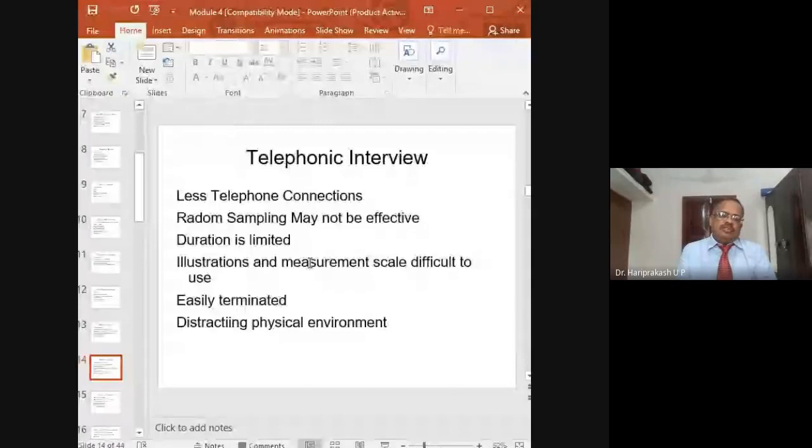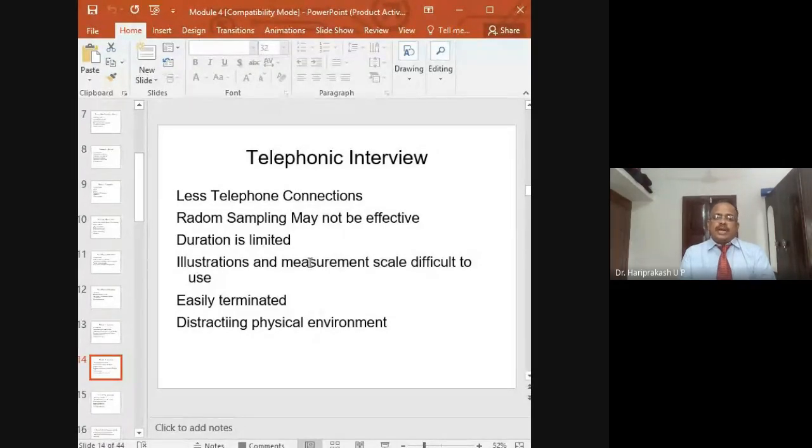Disadvantage is less telephone connection. Everybody may not have the telephone connection, but now, because of mobile technology, many people are having. So that may not be a disadvantage now. But some areas may be there where you may not have the network. So that may be an issue.